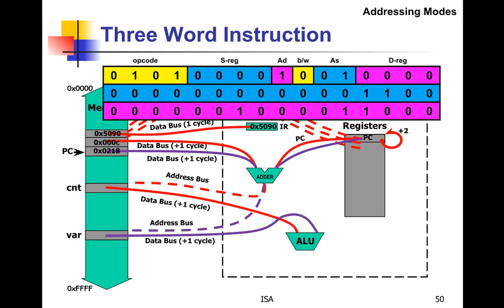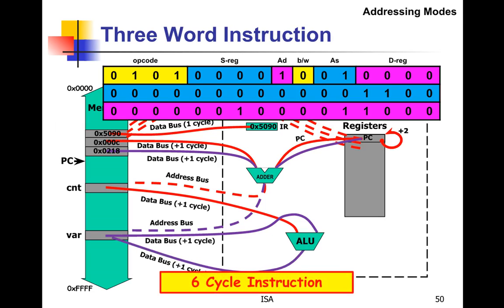So we get whatever's in var, and we're going to add that to itself, right? Then we increment the PC and move the PC down, and then the result of the ALU goes back into var. So that was 6 cycles, and it took 3 words, plus the memory location needed for count and the memory location for var. So it really took 5 words to do that.